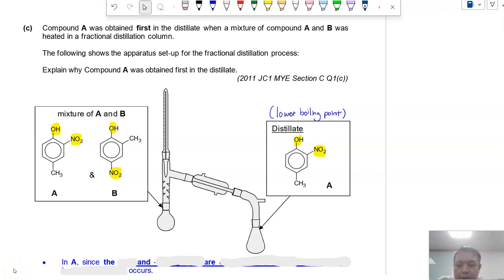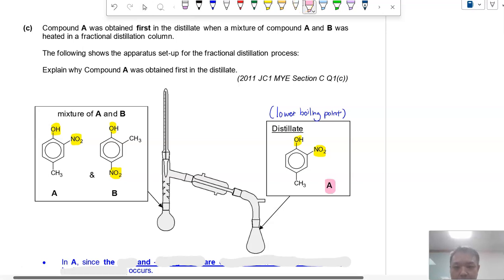Okay, for question 8C, we are looking at the distillation setup. We have compound A and B in a fractional distillation column, and the question says that A was found first in the distillate. Okay, quick recall on your general science concept: the distillate that appears first will be the one with a lower boiling point. So what the question is trying to tell you is that A has a lower boiling point.